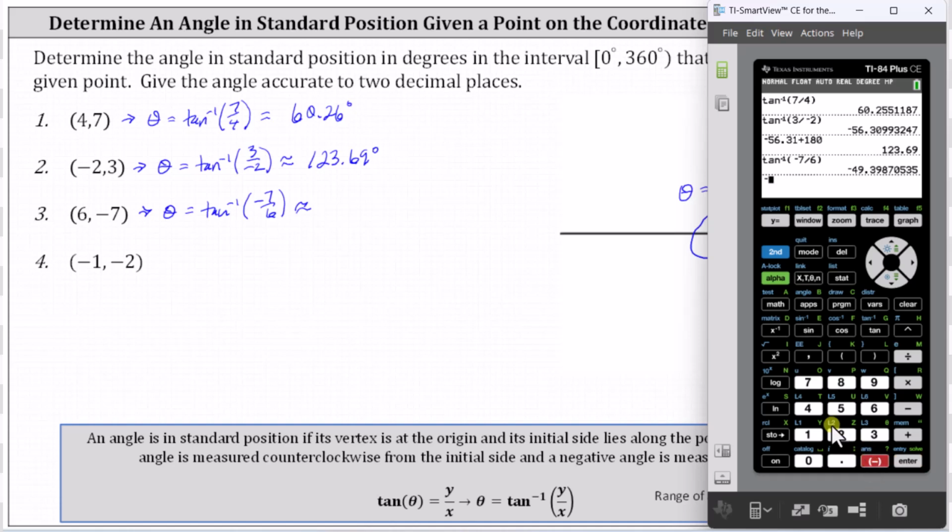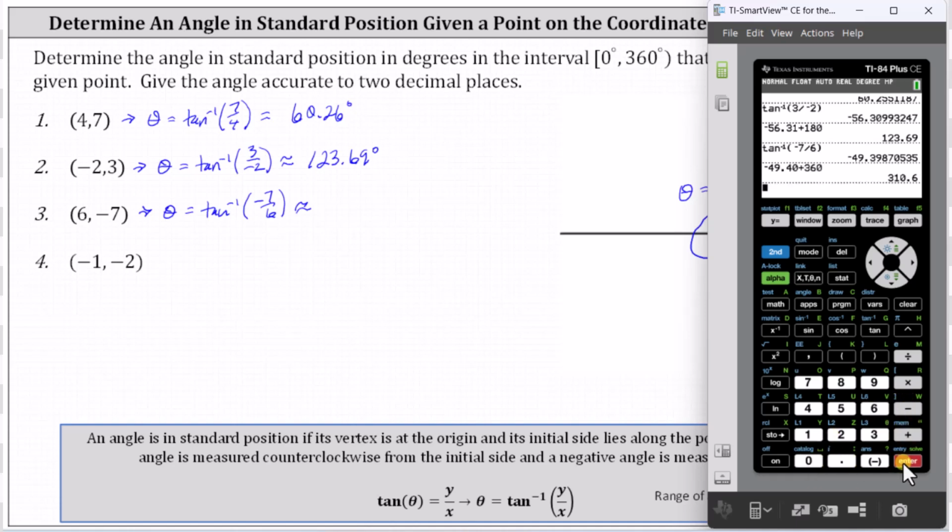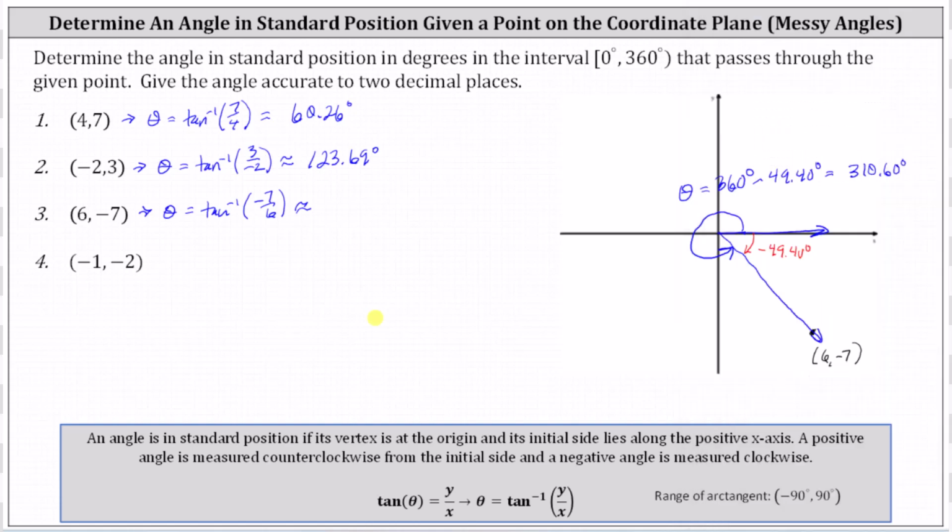The other option is to use the angle given by the calculator and then add 360 degrees. Notice if we take -49.40 degrees and then add 360 degrees, we do get the angle we want, the angle theta. So again, there are two ways to go about determining the angle theta based upon what the calculator gives us. I don't recommend memorizing any shortcuts. It's always important to plot the point on the coordinate plane and verify the angle theta.